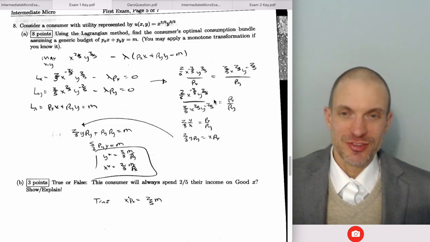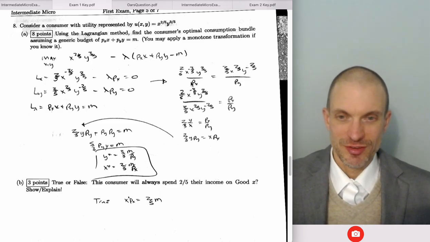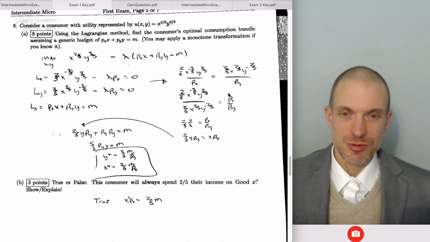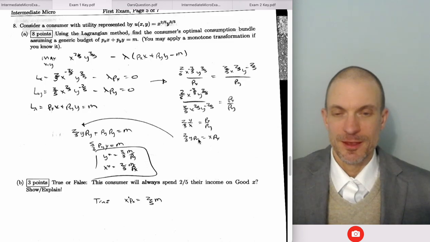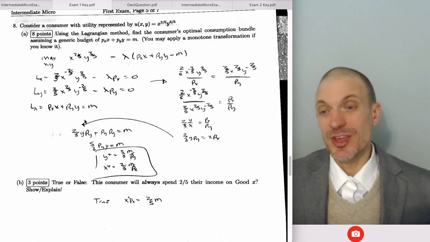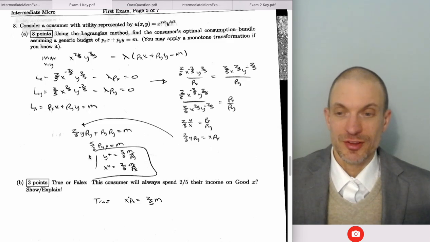When I simplify this out, this is like the bang for your buck principle. This is marginal utility of x divided by price of good x equals marginal utility of y divided by price of good y. Cross multiply gives me literally the MRS equals price ratio. And then solving, I find the relationship between them at the optimum. I substitute this into the budget constraint, and I solve for my demands.